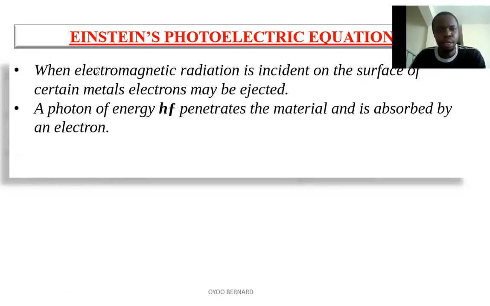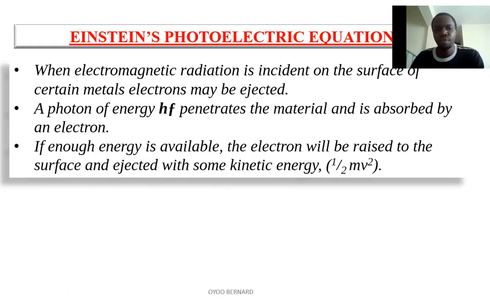Very fast, when electromagnetic radiation is shone on the surface of a metal, electrons may be ejected. We say maybe because, depending on the energy of the photon, it may or may not be ejected. It has to meet the threshold, which is the work function. Now, a photon of energy hf, where h is Planck's constant and f is the frequency, penetrates the material and is absorbed by an electron. If enough energy is available, the electron will be raised to the surface.